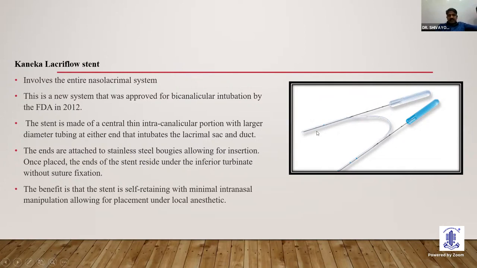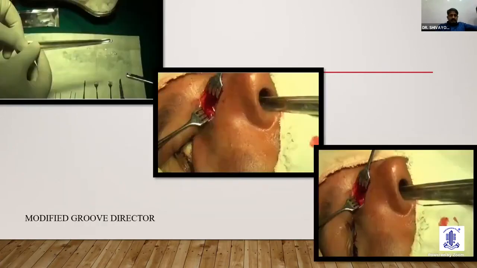I don't have any experience with this. This is a new stent. If somebody has experience, please kindly enlighten us.